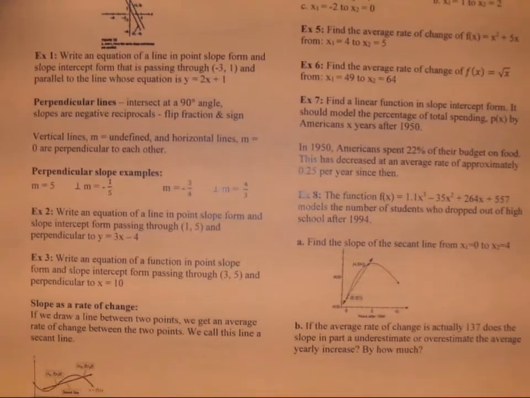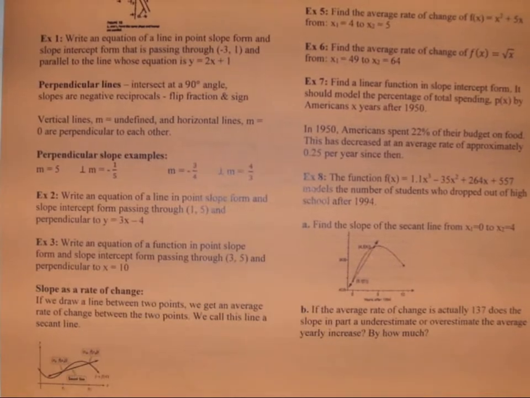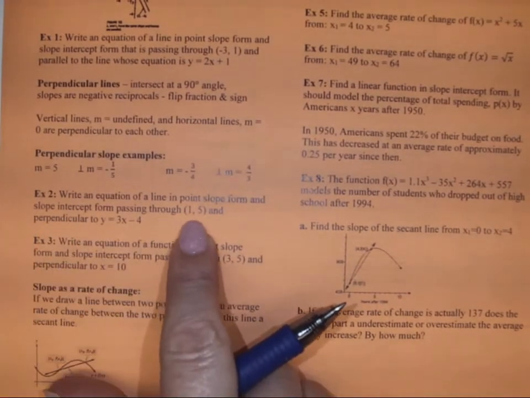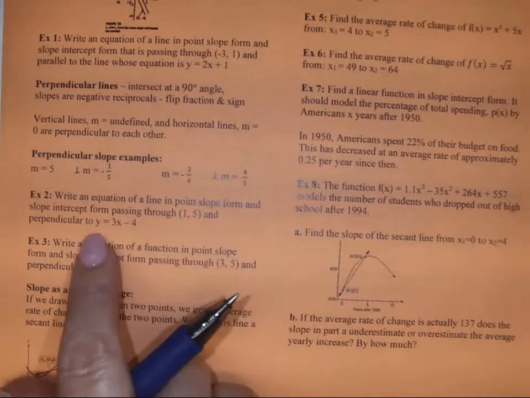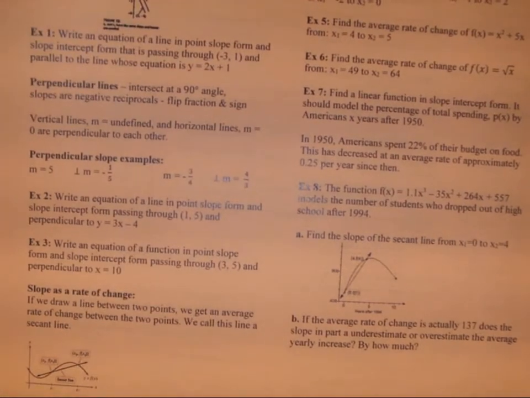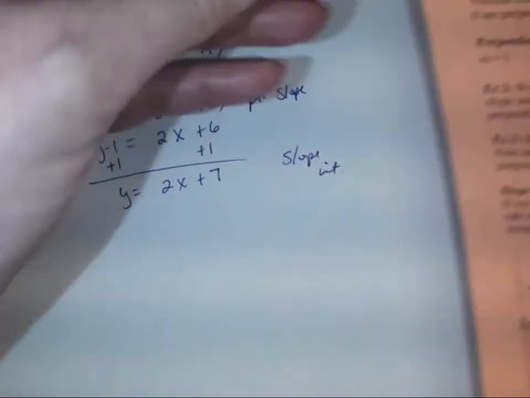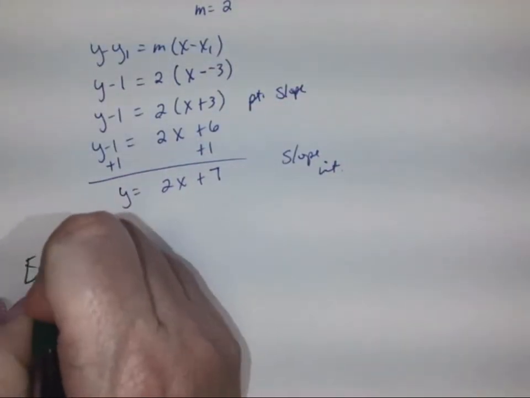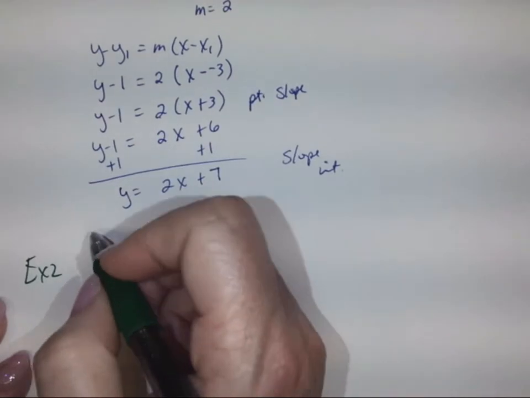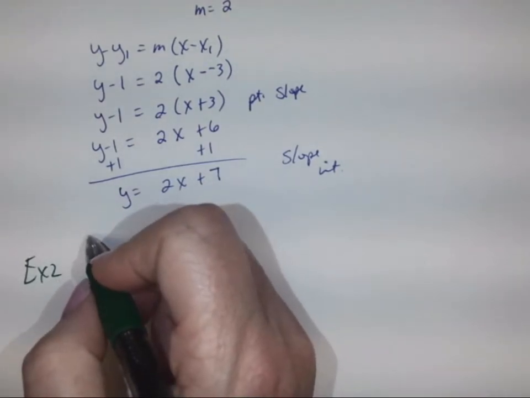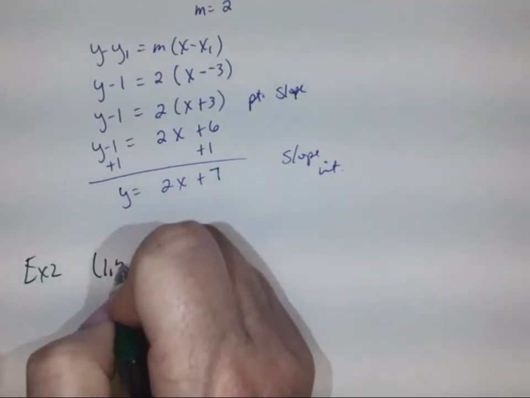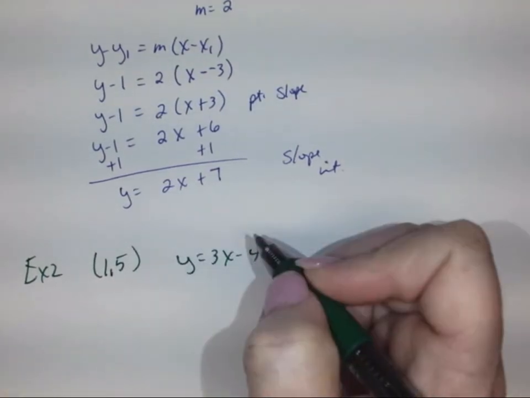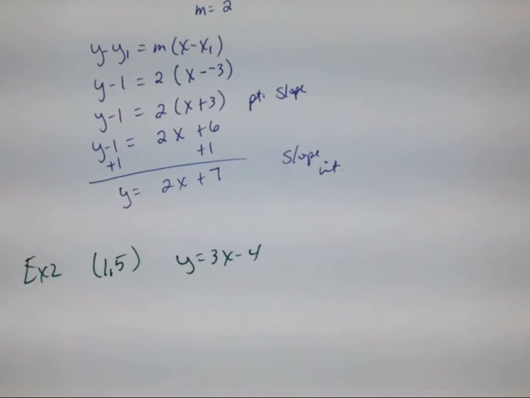All right, our second problem is to write an equation of a line in point-slope form and slope-intercept form passing through 1, 5 and perpendicular to y equals 3x minus 4. So here's example 2. So we're given our point, and our point is 1, 5, and it's y equal to 3x minus 4 that we are perpendicular to.